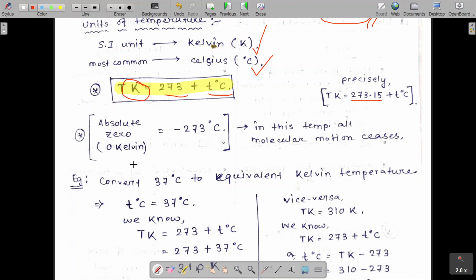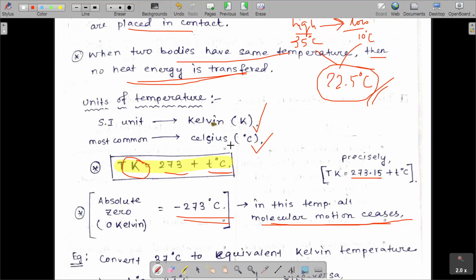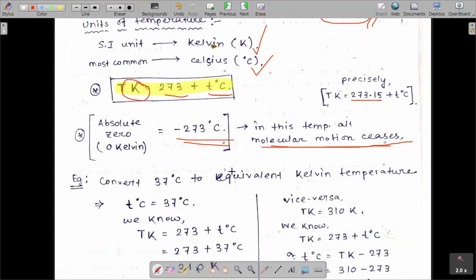And absolute zero, that is 0 Kelvin, is minus 273 degrees Celsius. At this temperature, all molecular motion ceases. Practically, it is impossible to attain this 0 Kelvin temperature, because minus 273 is very much lower. It is practically impossible to attain this temperature.